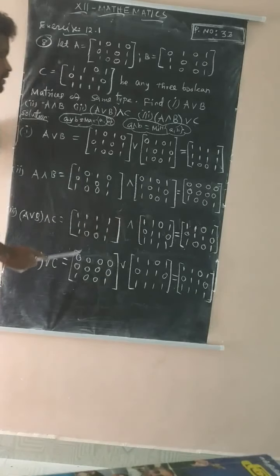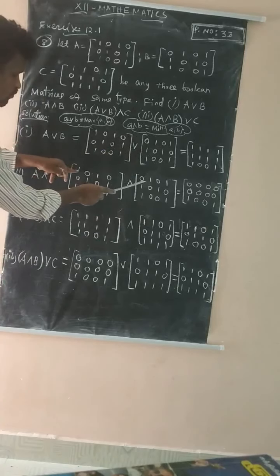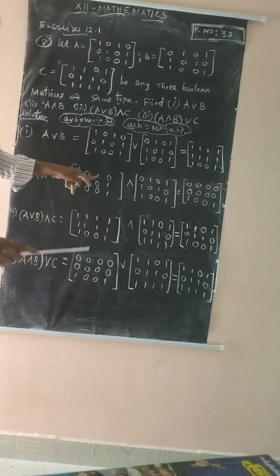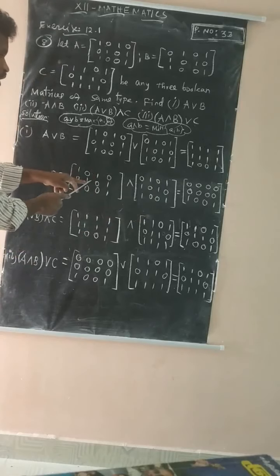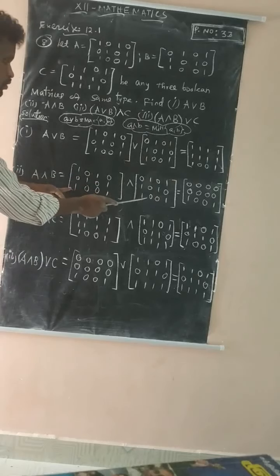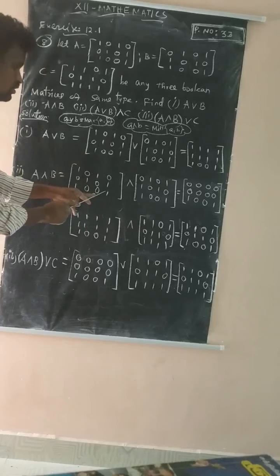Next, A meet B is equal to matrix A, meet symbol, matrix B. The meet definition is the minimum of a comma b. So 1 0, which is minimum 0. 0 1 0, 1 0 0, again 0 1 0, next 0 1 0 1 0 0, next 1 1 is 1. 0 0 0. Here see the minimum value. Next 0 0 0, 1 1 minimum is 1.